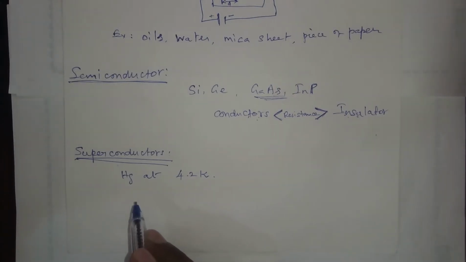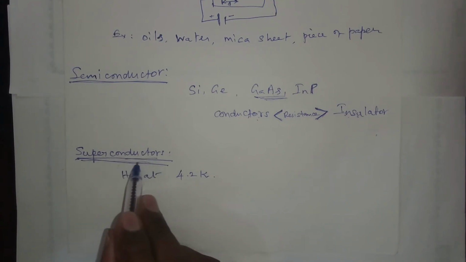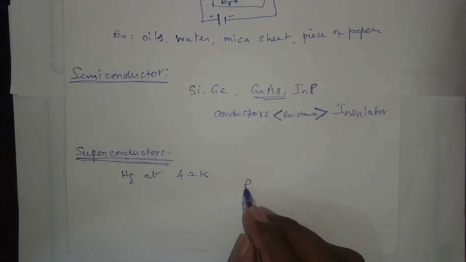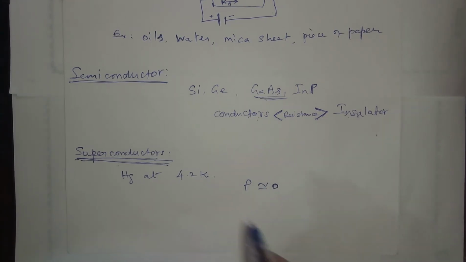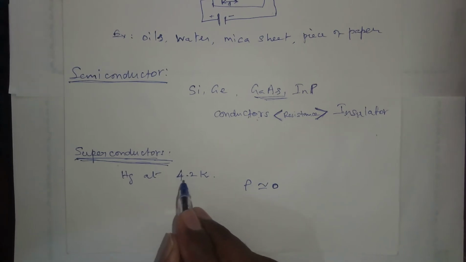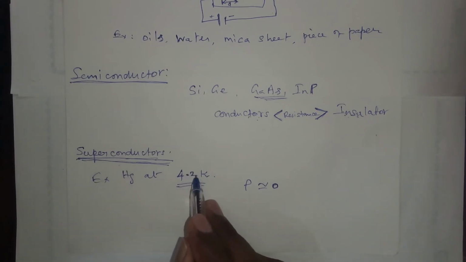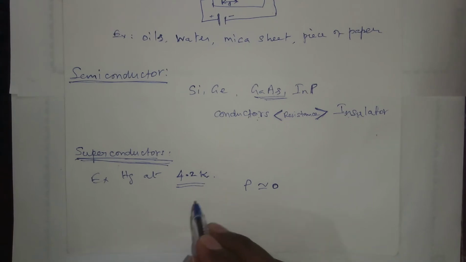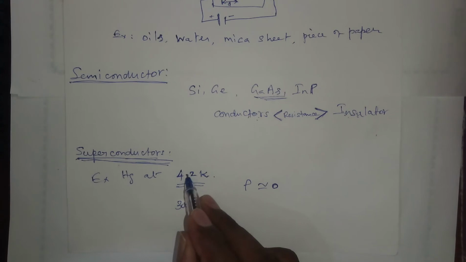And there is a special type of material called a superconductor, in which the resistance is almost equal to 0. So the current will be more. This can be achieved at very low temperature, for example, mercury at 4.2 Kelvin. Just imagine, 4.2 Kelvin. Normally room temperature is around 300 Kelvin. So just imagine a temperature of 4.2 Kelvin.